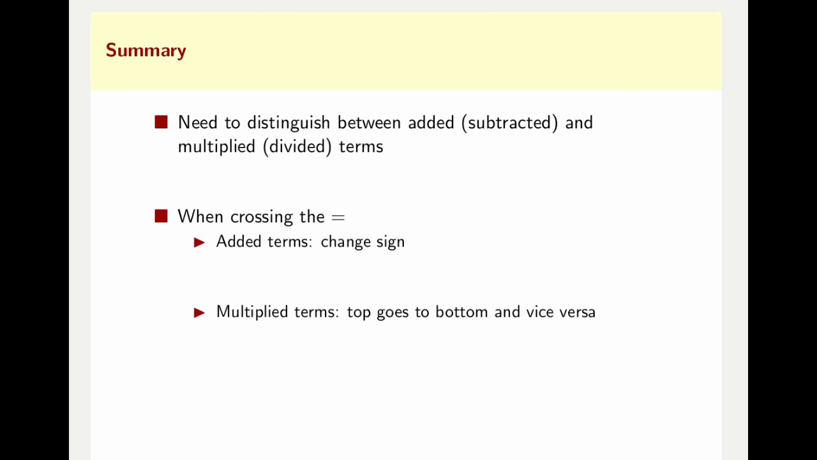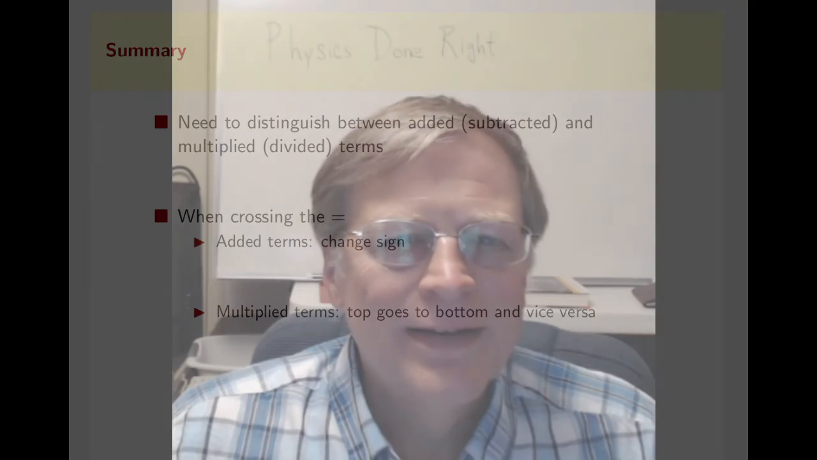So the summary of this is you need to distinguish between added or subtracted terms and multiplied or divided terms. When a term crosses the equal sign, the added terms change sign, and the multiplied terms, top goes to bottom and bottom goes to top. There you have my review on solving equations.